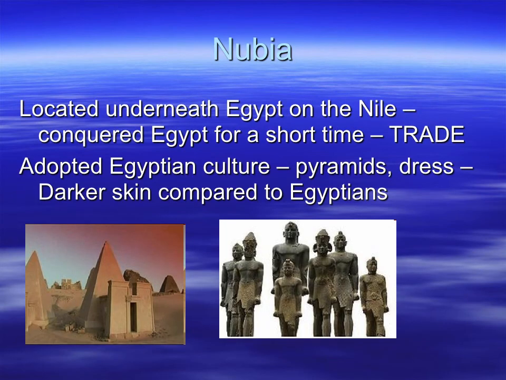And then lastly, we talked a little bit about Nubia and Kush, how they basically copied the Egyptian culture and used a lot of the same ideas the Egyptians did. They were darker skinned individuals, and at one time they ruled Egypt for a short period of time. They would be considered what is now the country of Sudan.